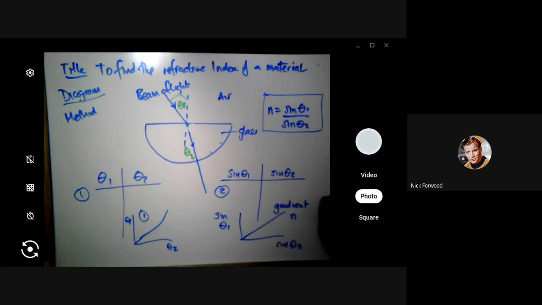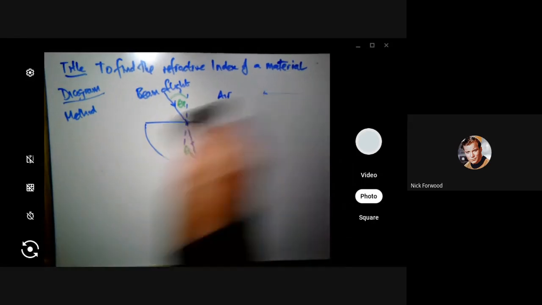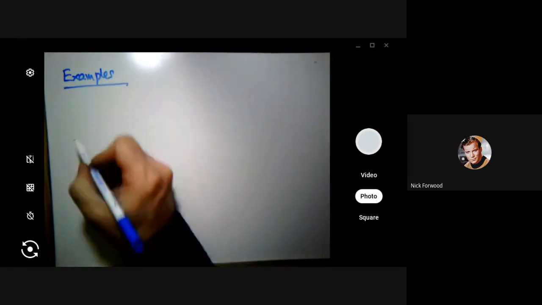And you can pause there and write that up, if you wish to pause, that is. Okay, because I didn't write everything down there. What we're going to do is have a look now at some examples, some calculations where we're going to use Snell's law.